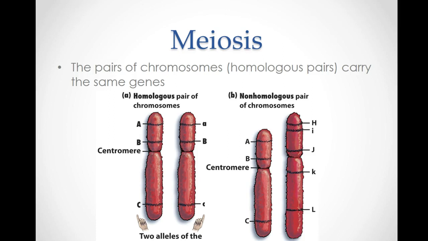Remember, in mitosis we talked about sister chromatids and separating sister chromatids. In meiosis we're going to talk about homologous pairs of chromosomes and separating homologous pairs. A non-homologous pair of chromosomes would be two different chromosome numbers. So chromosome number 4 from mom and chromosome number 1 from dad would be a non-homologous pair. They have different genes, different genetic material. They don't pair up with each other naturally.